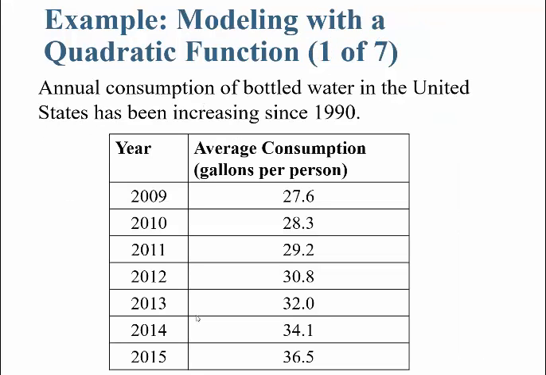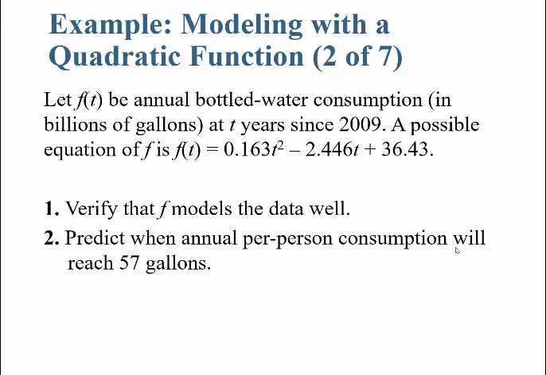All right, let's do a modeling example, and we'll end on that. Annual consumption of bottled water in the United States has been increasing since 1990. Here are the years. I have data starting in 2009, and this is gallons per person of consumption. It was 27.6, and by 2015 it was up to 36.5 gallons per person.